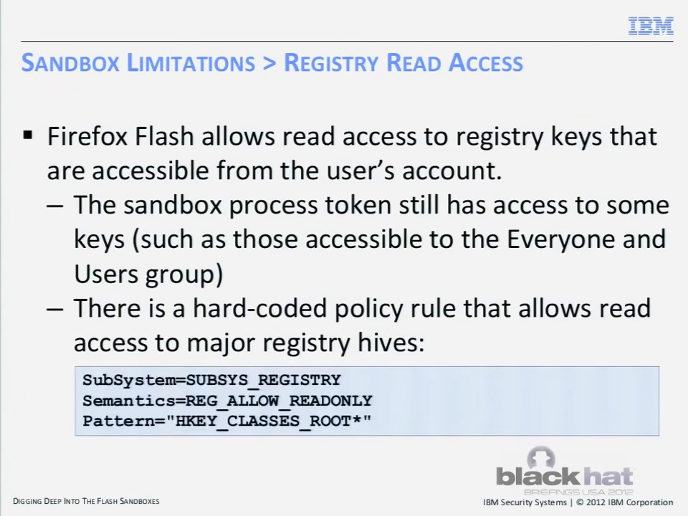Another limitation is registry read access. For Firefox Flash, it allows read access to registry keys that are accessible from the user's account, brought about by having a process token that still has access to some of these keys. And also, there's a hard-coded policy rule that allows read access to major registry hives. There's an add rule call in Firefox Flash with the following parameters.